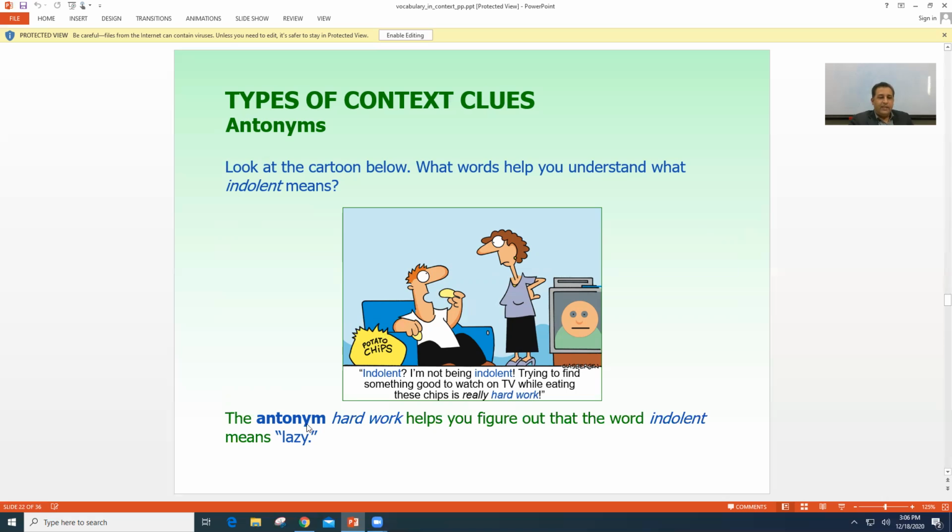So the antonym hard work helps you figure out that the word indolent means lazy here. See, the man seems to be lazy because he's sitting on a sofa and eating potato chips and is doing nothing actually, he's just watching TV, and the lady doesn't seem happy. So here, this antonym context clue has helped us to figure out the meaning of indolent. So the opposite, the antonym of indolent is hard work.